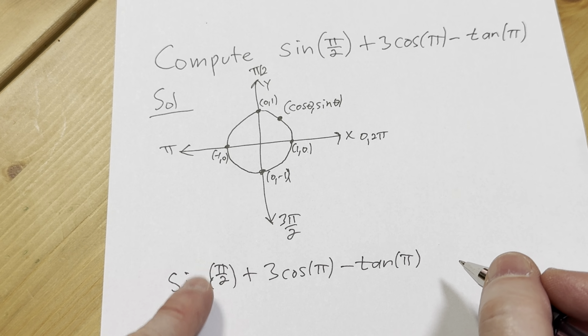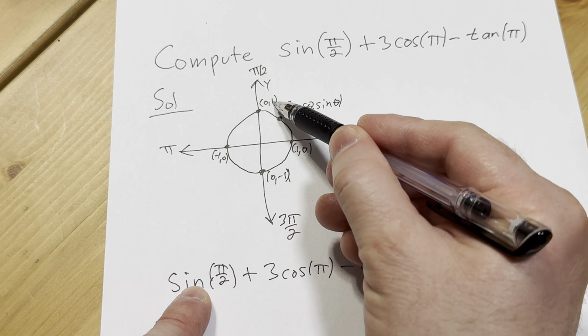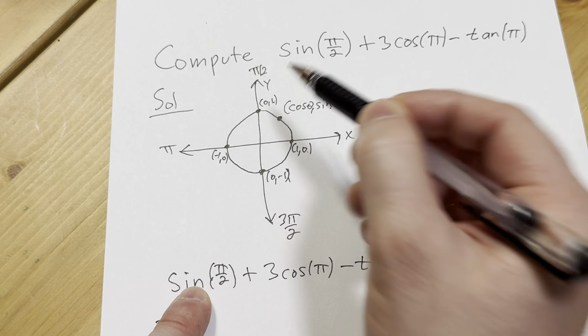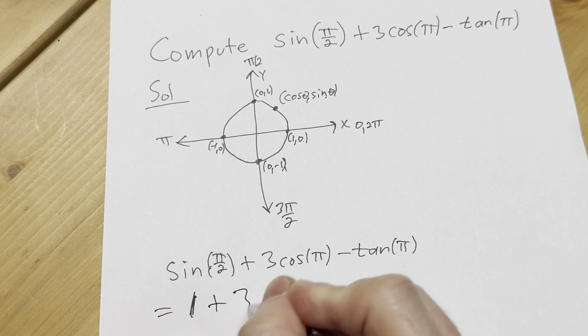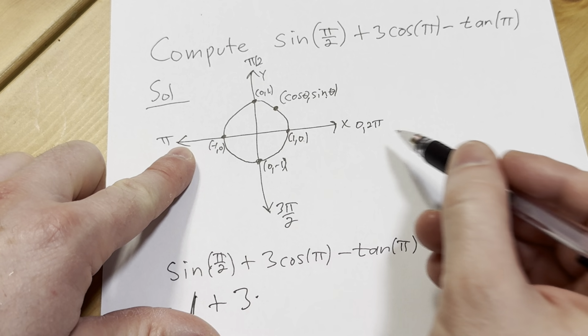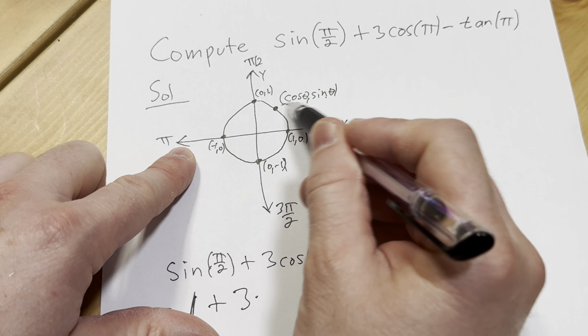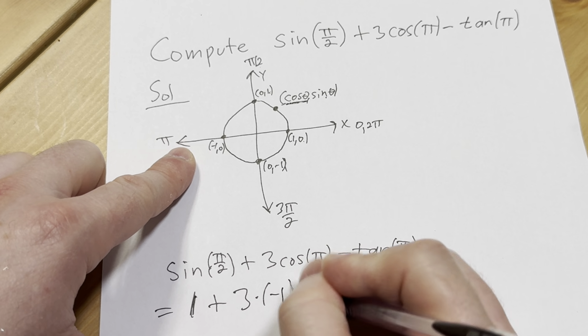So on the unit circle, sine is the y-coordinate. So we simply go to pi over 2, and we look at the y-coordinate. The sine of pi over 2 is 1, because that's the y-coordinate, plus 3 times, what's the cosine of pi? Well, you go to pi, and on the unit circle, cosine is the x-coordinate. So the x-coordinate at pi is -1.